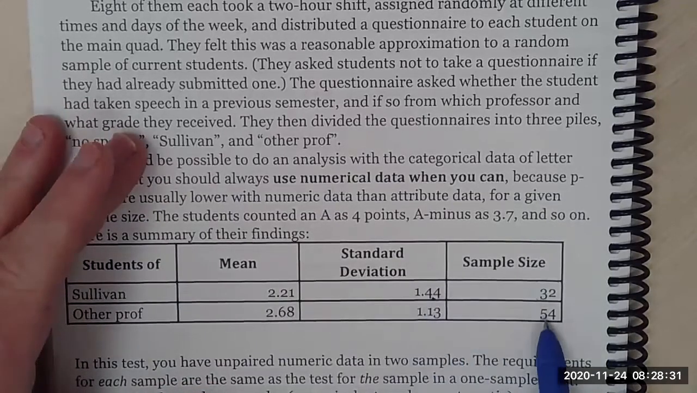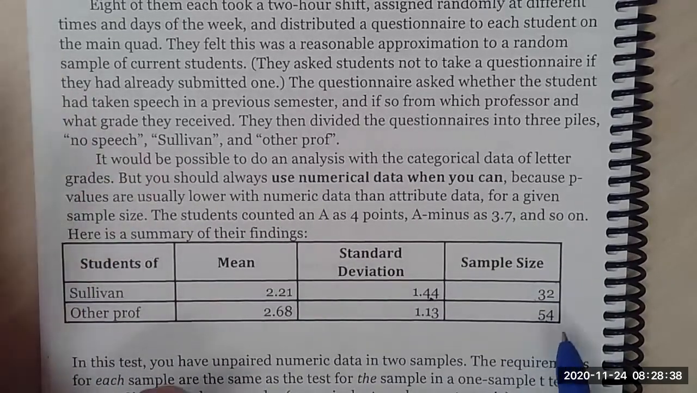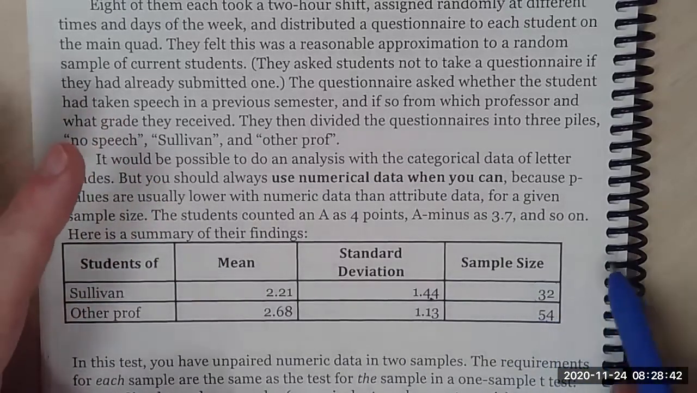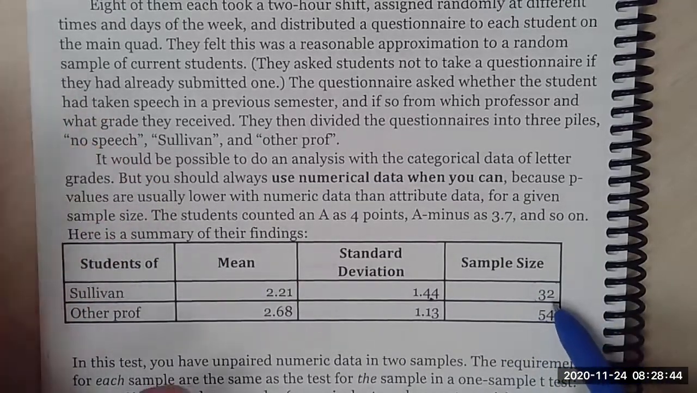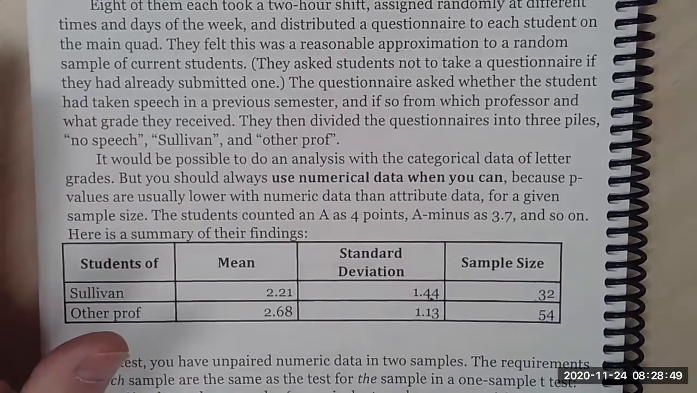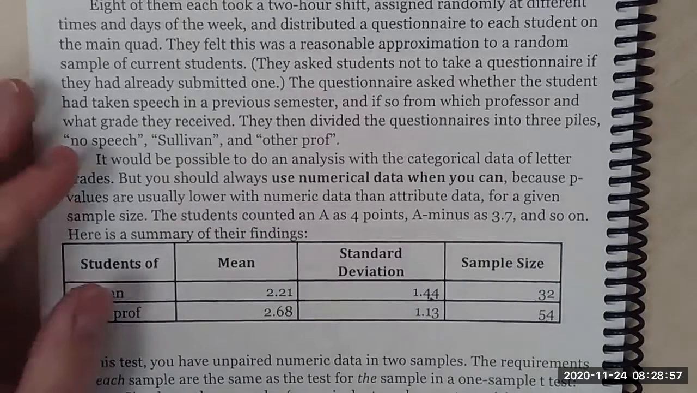All the other professors, 54 of them, so it looks like about a third have taken the ones they sampled that said, yes, I took speech. Actually a little more than half have said, yes, Sullivan. Even though people had heard that he was a tough grader, you'd think they would have gone with a different grader from a student's perspective. Anyway, these are the results.